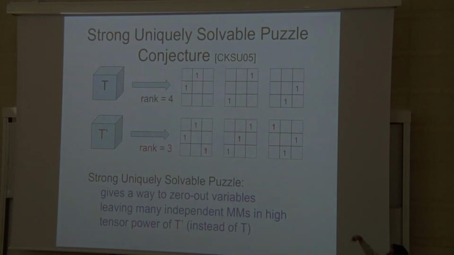And while Coppersmith and Winograd gave a way of zeroing out variables in a high tensor power to get lots of independent matrix multiplications in this tensor, there's a conjecture from our 2005 paper called a strong uniquely solvable puzzle, which I'll describe in just a second, which gives a way to zero out variables in this tensor, leaving many independent matrix multiplication tensors. And if this strongly uniquely solvable puzzle conjecture were true, you could get exponent 2. Let me tell you what that conjecture is now.